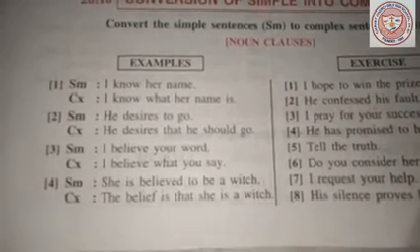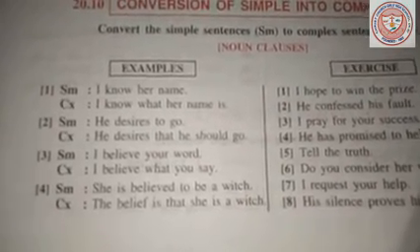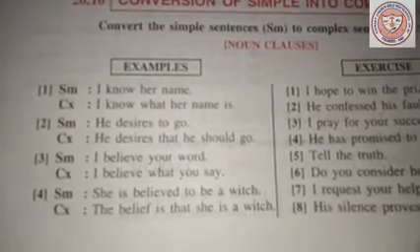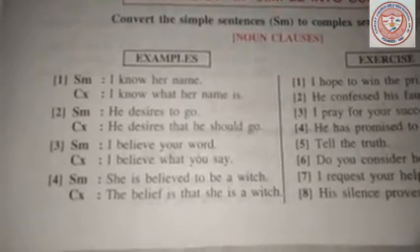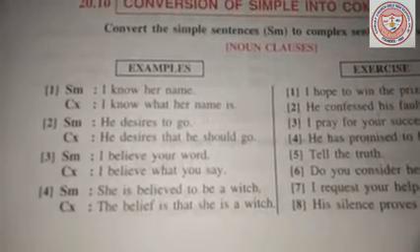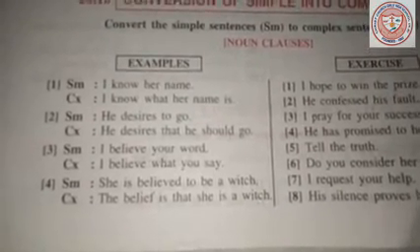Number 2. He desires to go. This is a simple sentence. It can be transformed into its complex form as he desires that he should go. What he desires? That he should go. This is a noun clause.